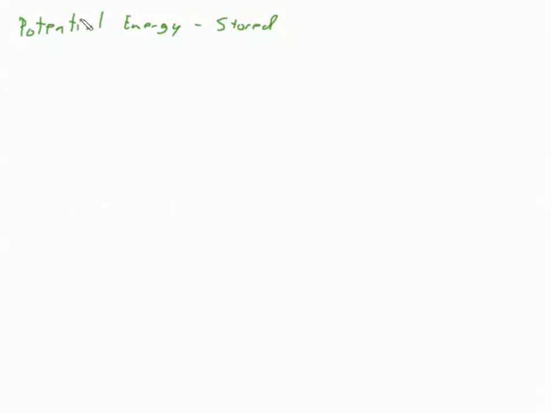Alright, let's take a look at some potential energy. Potential energy is simply energy that is stored. And so we're going to mainly focus on the form of potential energy that deals with gravity. So we look at it as gravitational potential energy. I'm going to say PE for potential energy.